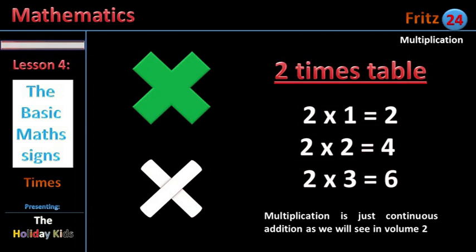Multiplication just means to be adding continuously. You add 2, you add 2, you add 2. If you're working with 3, you keep on adding, keep on adding. When you add continuously, we say you are doing multiplication. So this third sign we have seen is the multiplication sign, or also called times.